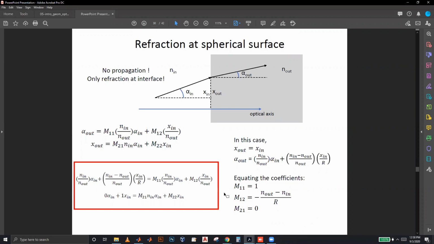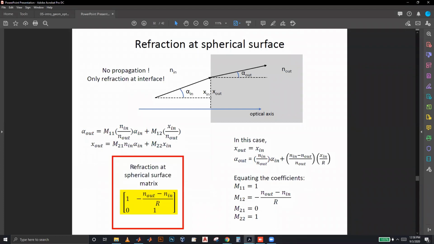And you can revisit this in your own time. Just go over the math here and practice it by yourself. It's not very complicated math at all. Then we come to the M21 term, right? So in the M21 term, we have to equate this term with this term. Very easily, we can see that M21 has to be 0 for this term to vanish, because there is no angle dependence term in the first equation. So M21 becomes 0 and M22 becomes 1, because x in equals x out and x in on this side, right?